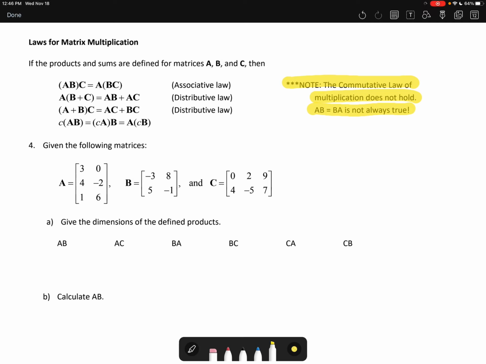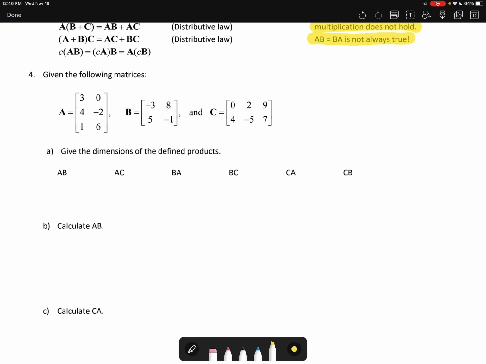Let's look at some more examples. I've given you 3 matrices. First, we want to give the dimensions of the defined products. Okay, so we want to check again, can we do these? And if so, what are their answers going to look like? So let's first give the dimensions of these matrices A, B, and C listed. A is a 3 by 2 matrix, 3 rows, 2 columns. B is a square 2 by 2. And C has 2 rows and 3 columns, so 2 by 3.